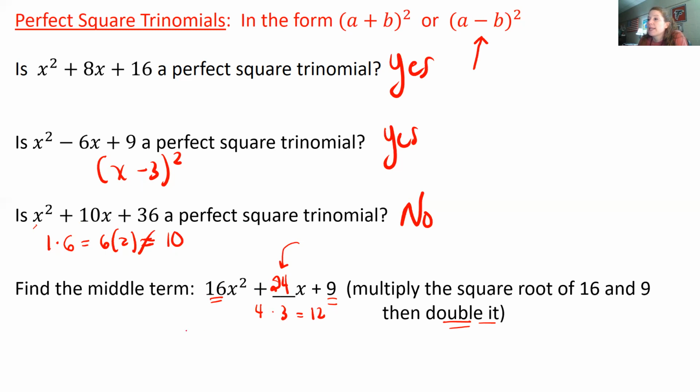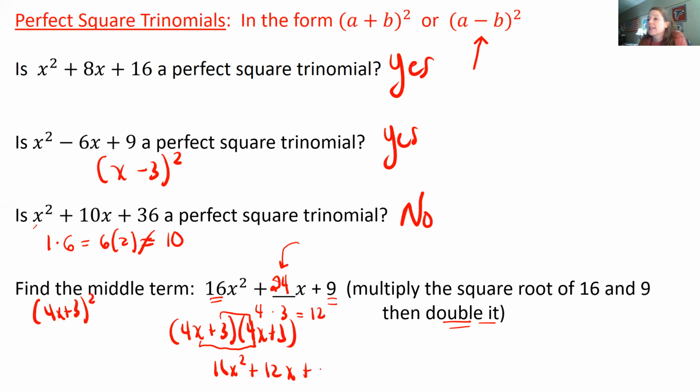Okay? So basically, we would have 4x plus 3 times 4x plus 3, which is the same thing as 4x plus 3 squared. Let's double check, make sure it works. 4x times 4x is 16x squared. 4x times 3 is 12x plus, once again, 12x. That's why that middle term is doubled. And then 3 times 3 is 9. And that's what we started with. And so we know that middle term is 24.